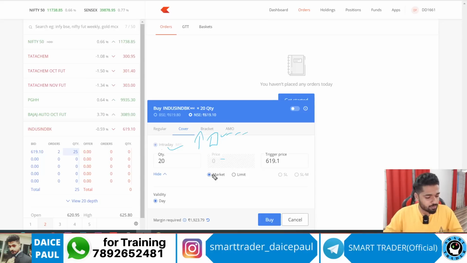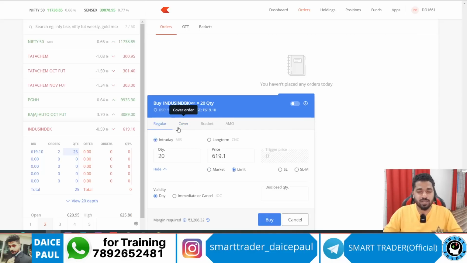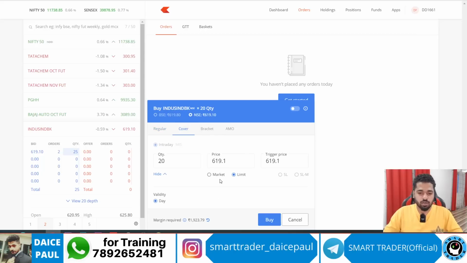For example, you have a market order over here. If I just clear these, okay. So you have a market order over here. You have a limit also over here, but you don't have the SL and SLM orders which you had in regular. Okay, that is not available here in cover order. So normally what we do, we try to hit on market with a stop loss. So this is nothing but your stop loss over here.